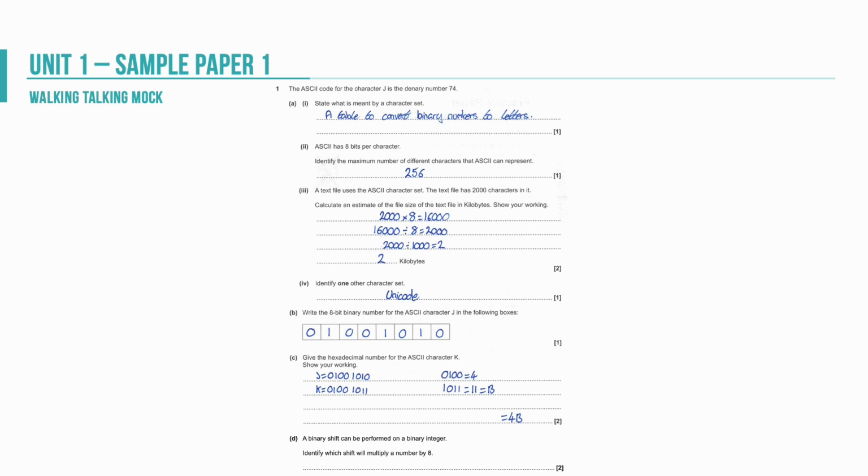Finally, on what is quite a lengthy first page of the exam, a binary shift can be performed on a binary integer, so a whole number. Identify which shift will multiply a number by 8. Now this is a 2-mark question. 1 mark for saying it's a left shift, and to multiply by 8 we need to left shift 3 times. Each time we move to the left, we're timesing by 2, so it'd be 2, 4 and then 8 when we make our 3rd left shift. So a mark for left and a mark for by 3.